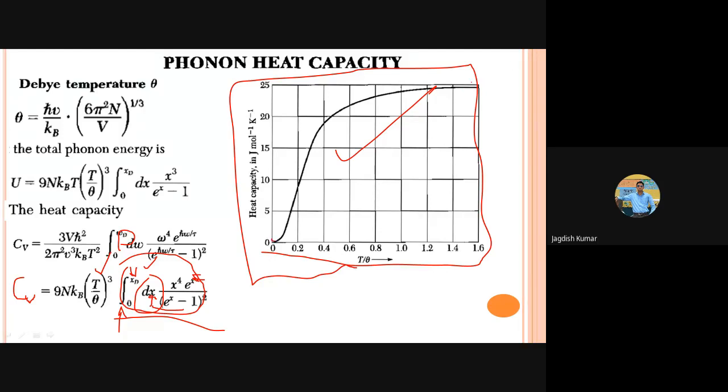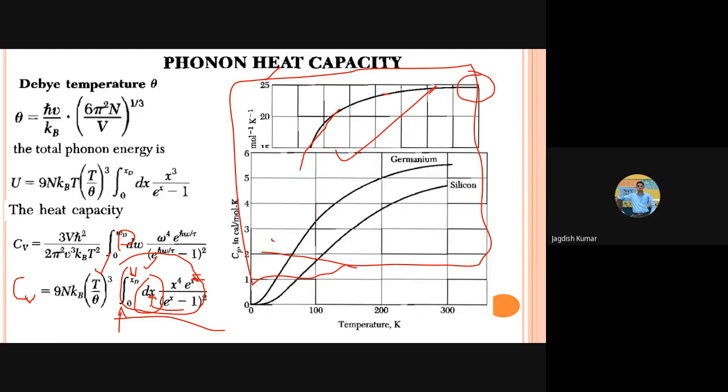Interesting thing is that at high temperature, you will find this value is matching with the Dulong-Pettit limit. I hope you remember that 25 joule per mole per Kelvin mark. So this will be the phonon heat capacity at high temperature. So this Debye model at high temperature produces the specific heat as per the Dulong-Pettit limit, and it also takes care of variation of specific heat at low temperature. And then this model was really a success, as it explained a lot of materials experimentally as well.